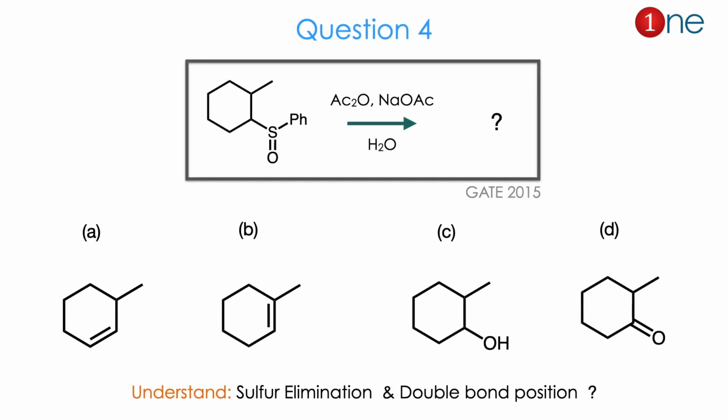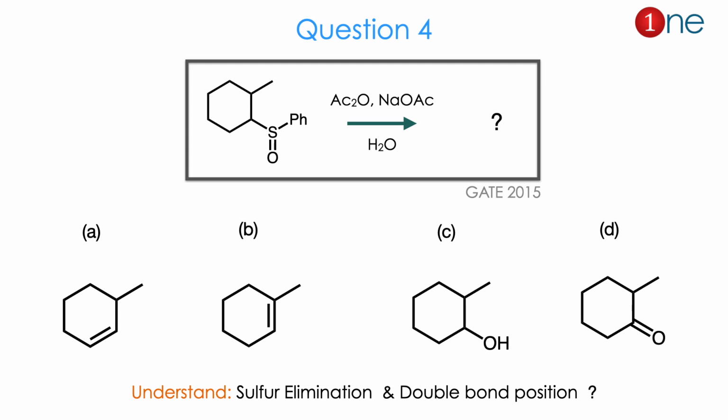Then question number 4. The starting material is cyclohexane attached with methyl and phenyl sulfoxide. You are using acetic anhydride, sodium acetate and water. Four answers are given. Answers A and B only differ in the alkene position. Answers C and D differ in the oxygen. One is alcohol, another is ketone there.